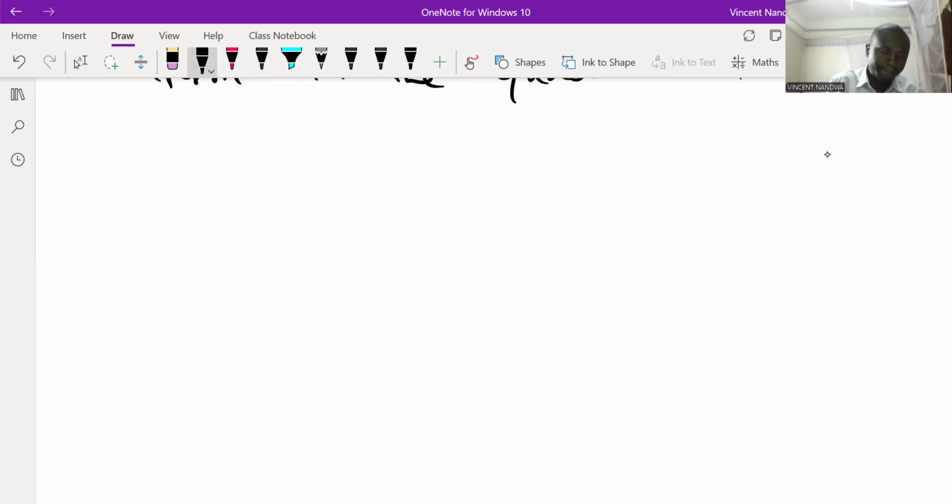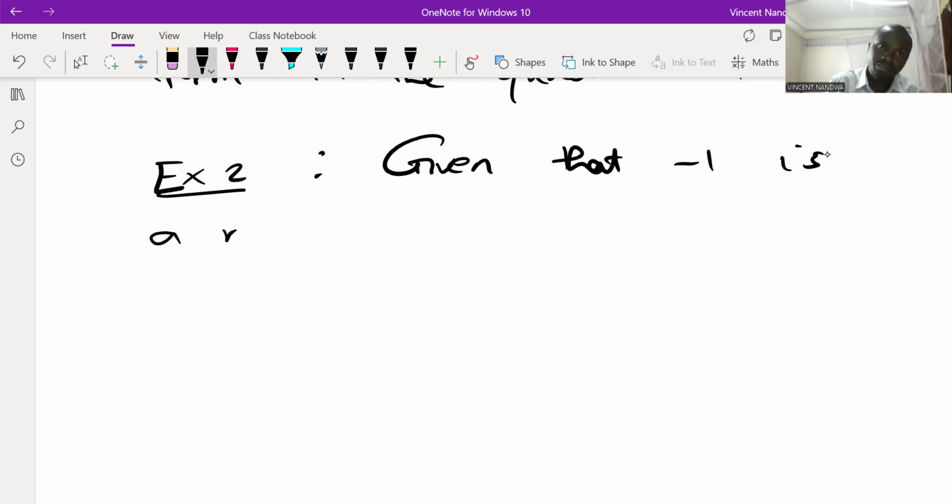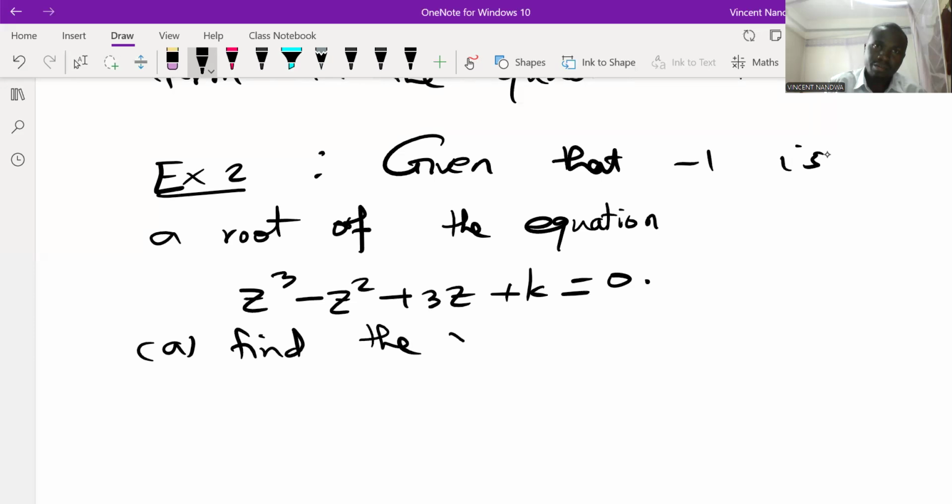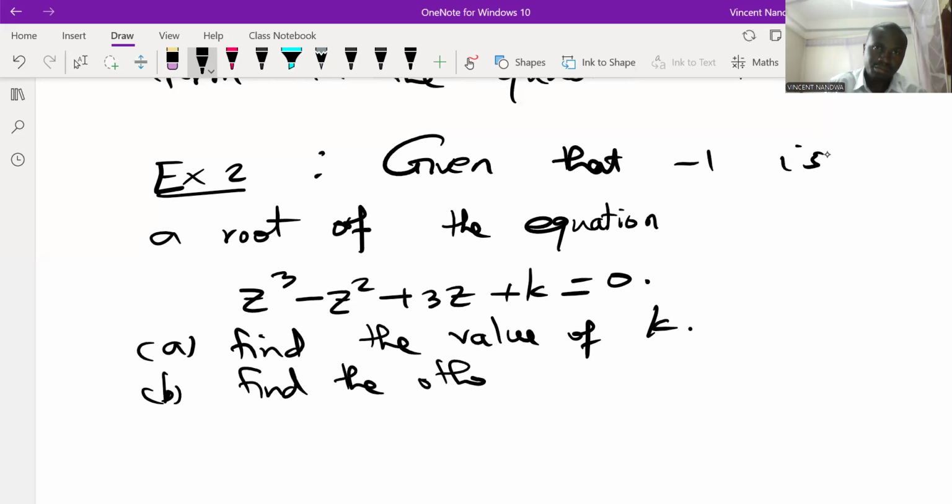So, another example, example 2. Given that minus 1 is a root of the equation z cubed minus z squared plus 3z plus k equals 0. Part A, find the value of k. And then part B, find the other two roots.